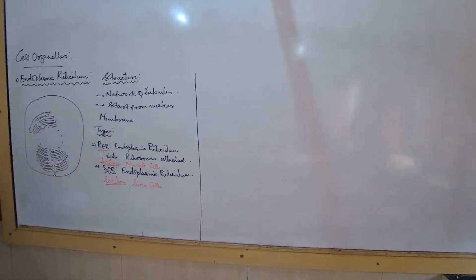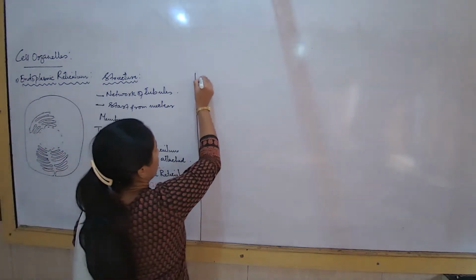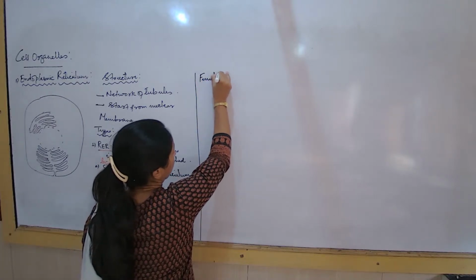Based on their function, if I have to understand why we say SER is majorly present in the liver cells, and why we say RER is majorly present in the muscle cell, it is regarding the function. Now we learn the function. So what are some of the functions of endoplasmic reticulum?